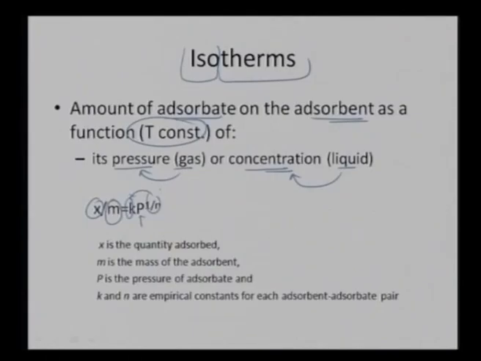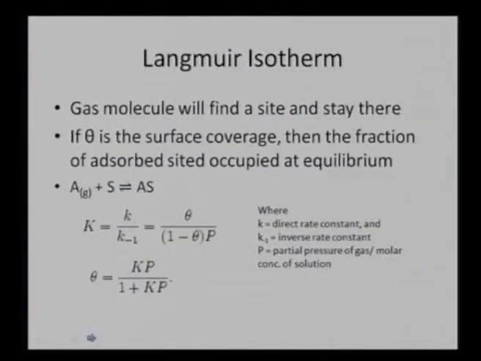So in this particular case, we can see that the higher the quantity being adsorbed, the higher the pressure of the adsorbate. So higher the quantity of adsorbate, my pressure is now much higher. That is how this particular relationship comes about. But again, in this particular case, we can also define it using a Langmuir isotherm, where a gas molecule will find a site and it will stay there, because there are certain assumptions which are required. And again, once we have theta as the surface coverage, that is the fraction of adsorbate sites which is now occupied at the equilibrium.